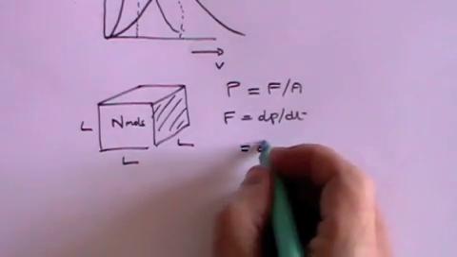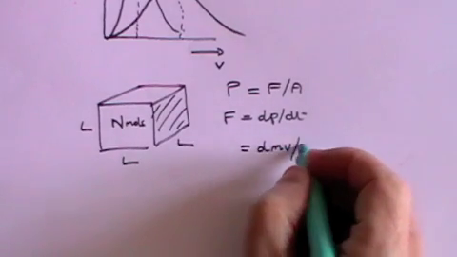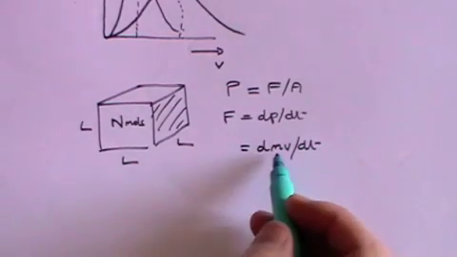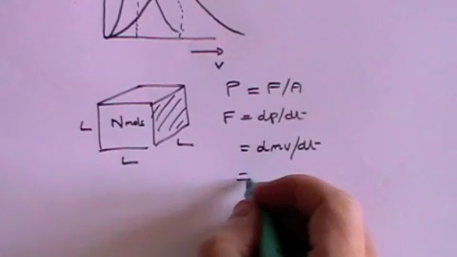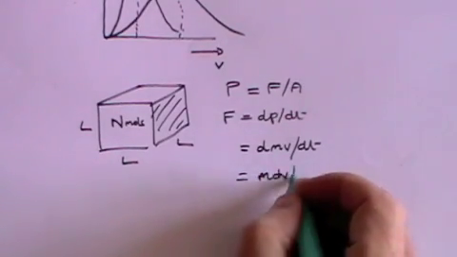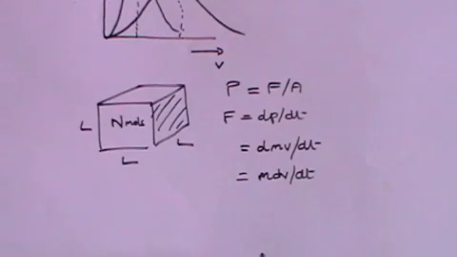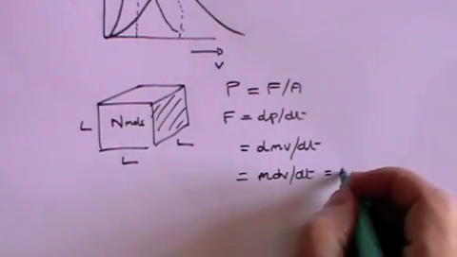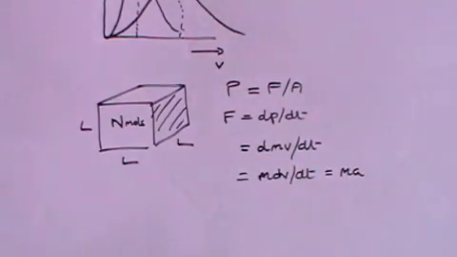So we can say that that is d(mv)/dt. And since the mass doesn't change, that is m dv/dt. And dv/dt, of course, is simply the acceleration. So force is mass times acceleration, which is Newton's second law.